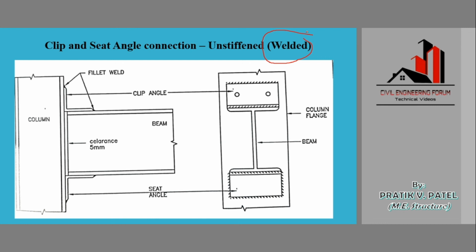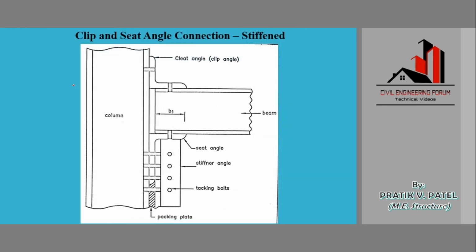This is not as stiff as compared to that of this one. This is clip and seat angle connection, stiffened. Here this is a similar connection where we have used a seat below and a seat above over this beam, but the thing is we have even used an angle over here, a stiffened angle, near the below seat to provide the stiffness. These are the types of the beam to beam and beam to column connections.